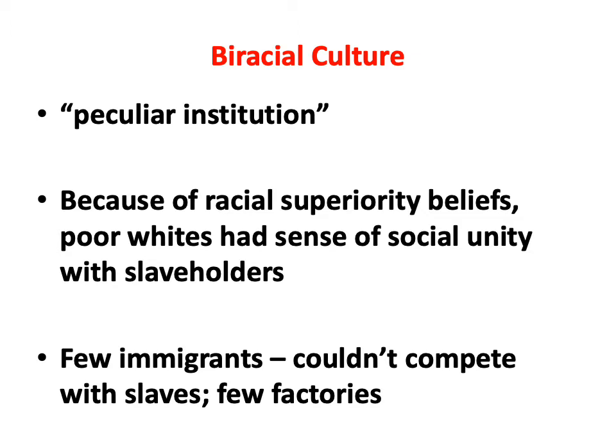Because of the large number of slaves, the South had what is generally regarded as a biracial culture. And white Southerners generally did not refer to slavery as slavery per se, but rather their peculiar institution. They claimed it was peculiar to the South, not only peculiar to the Southern economy, but the culture, the way of life. And for that reason, Northerners could not understand slavery. And for that reason, Southerners also maintained that Northerners were not in a position to criticize their peculiar institution.